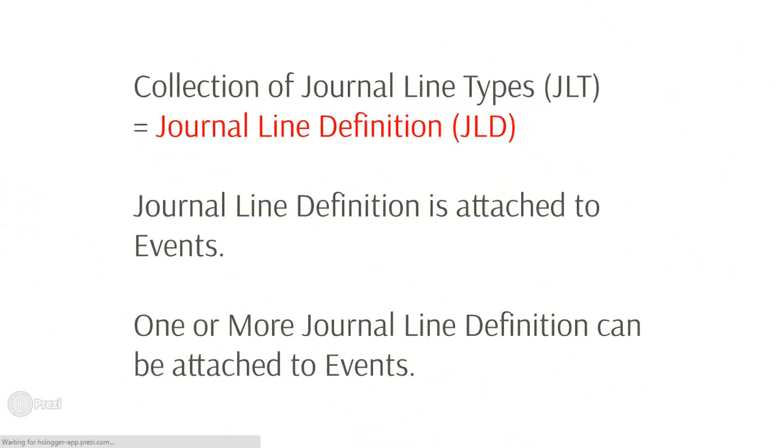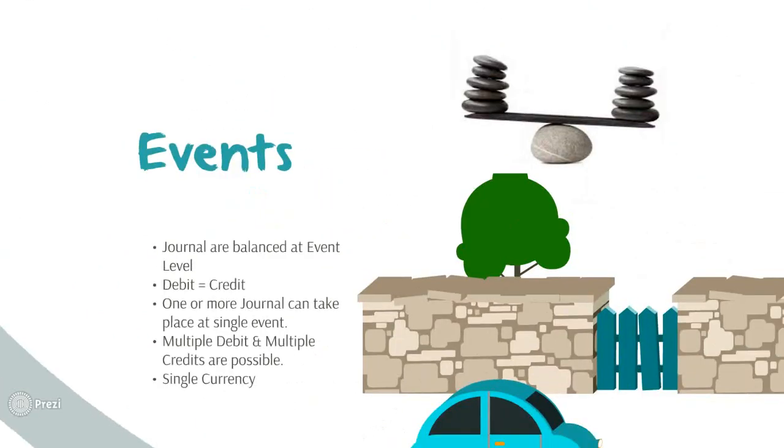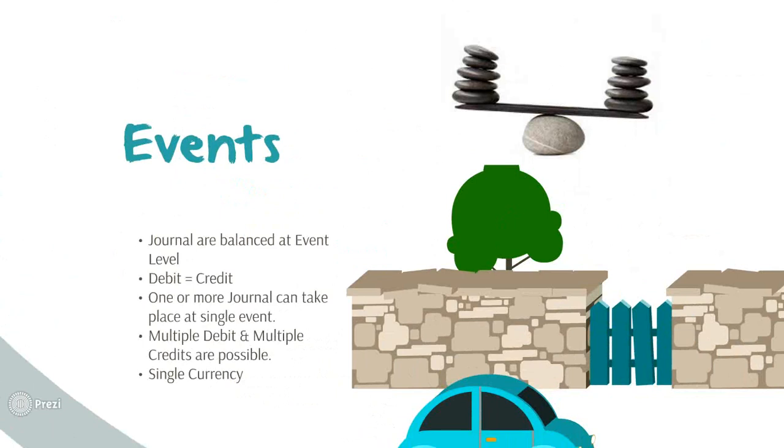Okay, so moving ahead. So other things, what we know about event. The journals are balanced at what level? So in payment I should have debit and credit equal. So within one journal line type not necessary, so both line types should be equal. But at the event level, you must have the balanced journal. So debit equals credit. So can somebody give me an example for this?